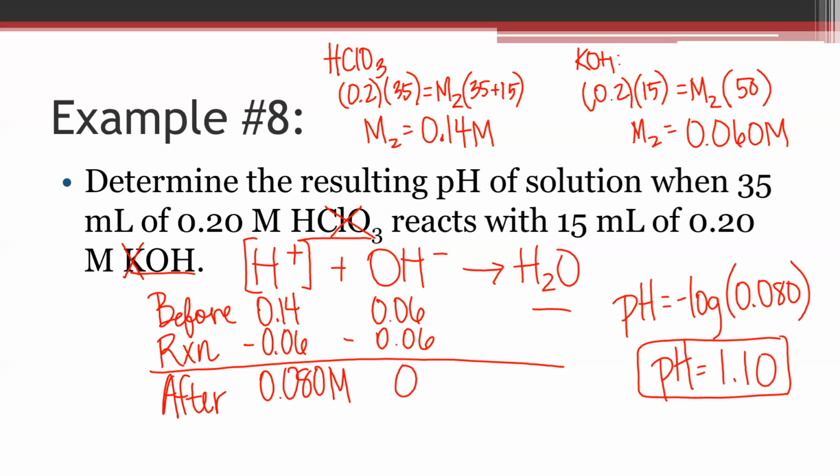Okay, so this is for a strong acid, a strong base. Pretty simple, not too involved. Yes, we have to do that correction for the molarities, but then that's it.